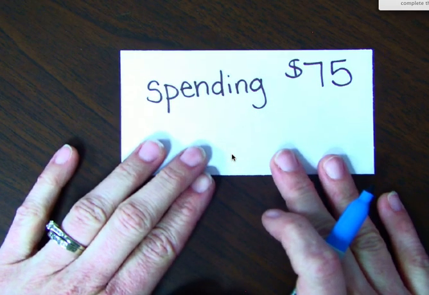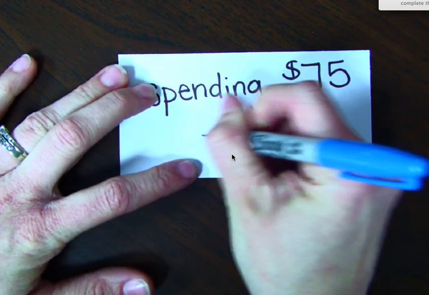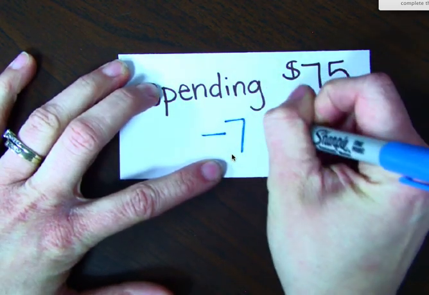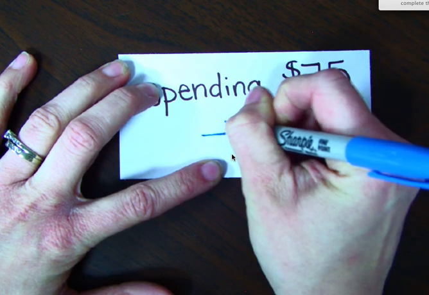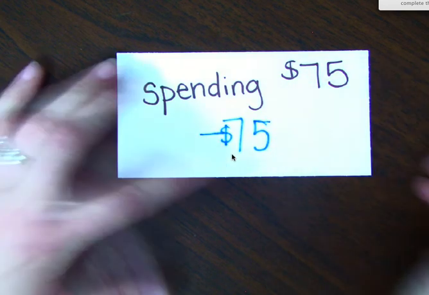All right, let's look at another one. Spending $75. If I get rid of the money, I lose the money, I am less than what I started with. So therefore I am less the $75. So that is a negative $75. Forgot my dollar sign here. A negative $75.